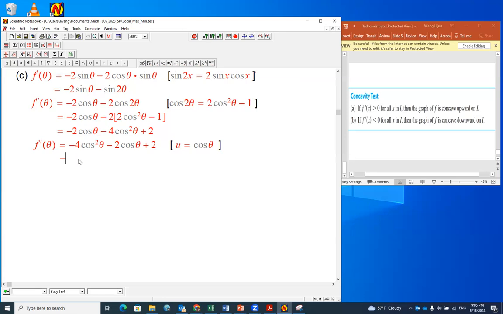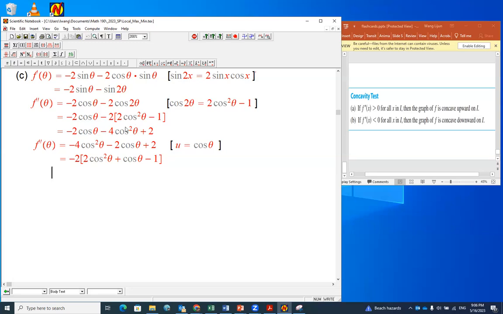Before we turn that into a product, we factor out a negative two. After we factor out the negative two, we have two times cosine squared theta plus cosine theta minus one. Did I get that right? Let's double check. Negative two times that is negative four of those. Negative two times positive cosine theta is negative two cosine theta. Negative two times negative one is positive two, so we got it.